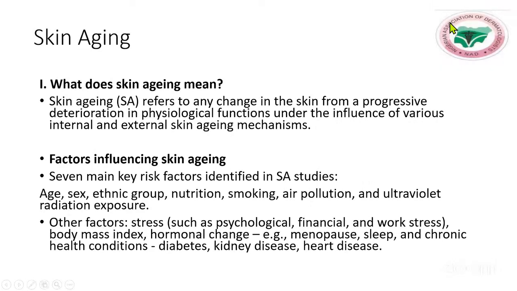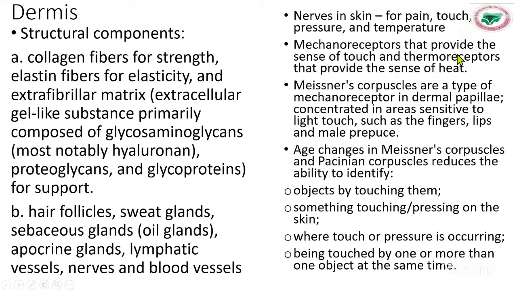Let's note that the nerves are responsible for pain, touch, pressure, sensation of temperature, and all that. So the skin is very important. All the sensation we have in the body is because of the nerve endings within the skin. We have what we call the mechanoreceptors that are responsible for the sense of touch, and also the thermoreceptors that are responsible for sensing heat. All the sensation we feel when we say it's hot here, it's cold here, is because of the nerves in the skin.